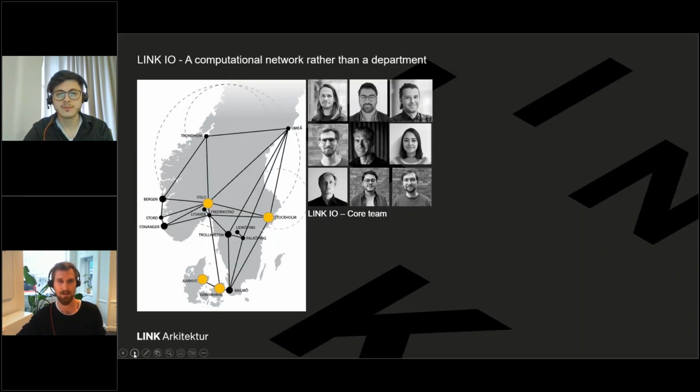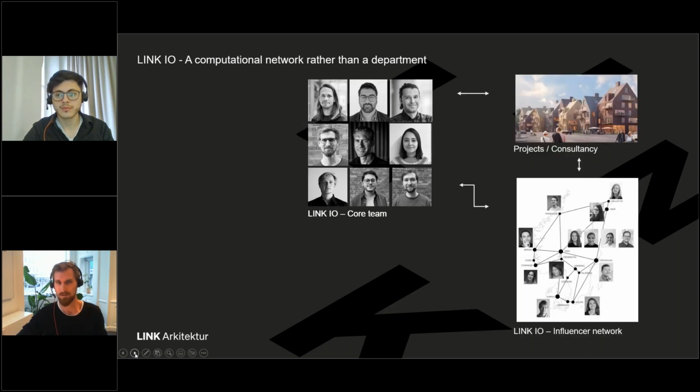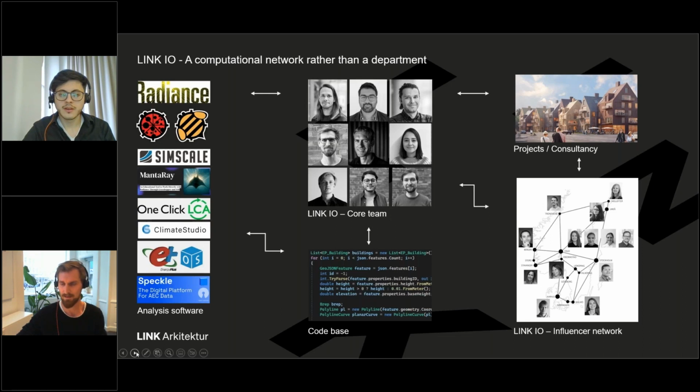In Link.io, we are a computational network within Link Arkitektur. We connect architects, computational designers, data specialists from different disciplines to a powerful, competent, and broad computational design community. We do direct consultancy on projects and tutoring our in-house influencer network with computational interested colleagues in all of our offices. We also maintain and facilitate the connection between the architecture and our more technical backend, our suite of simulation software and data software.